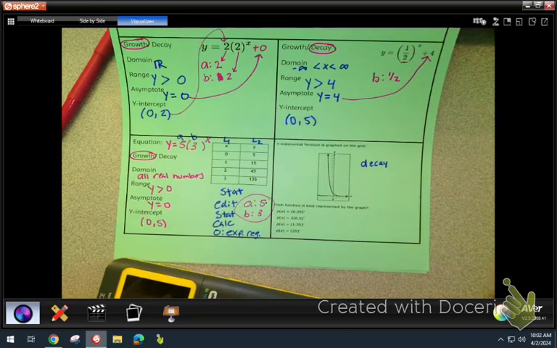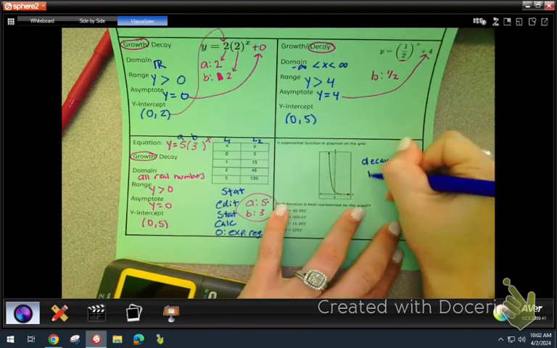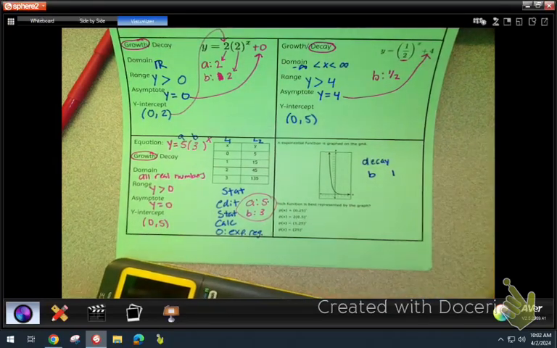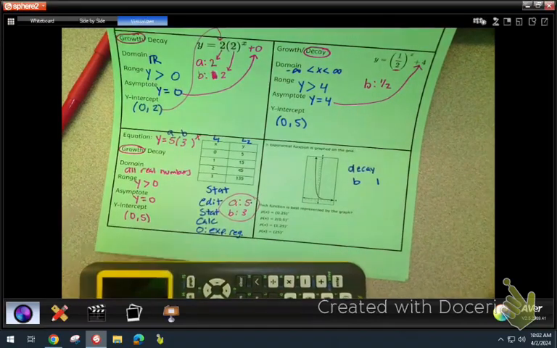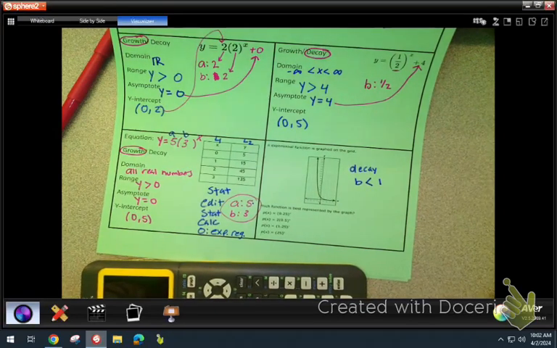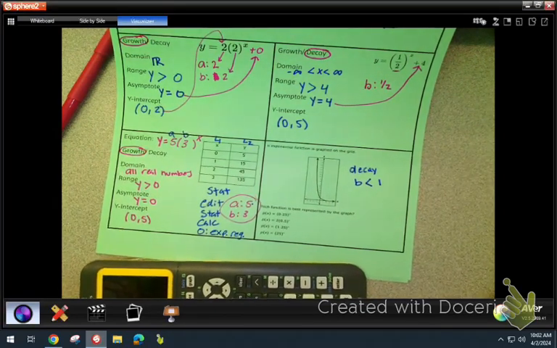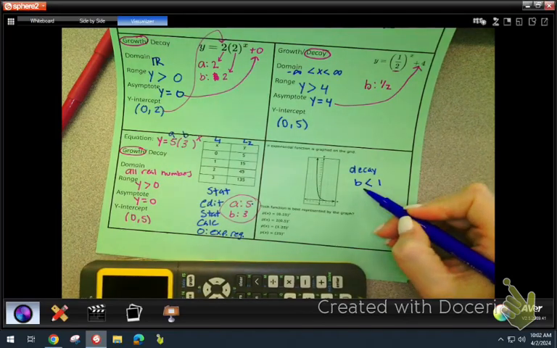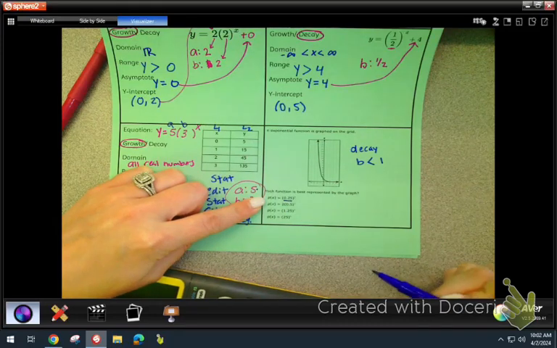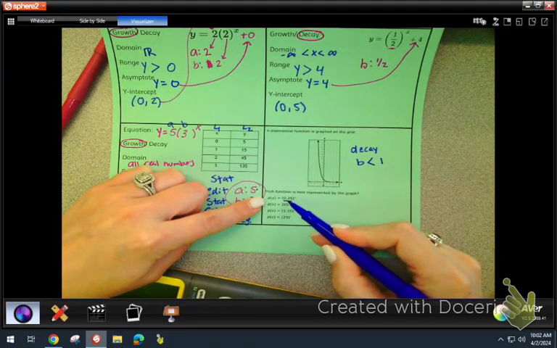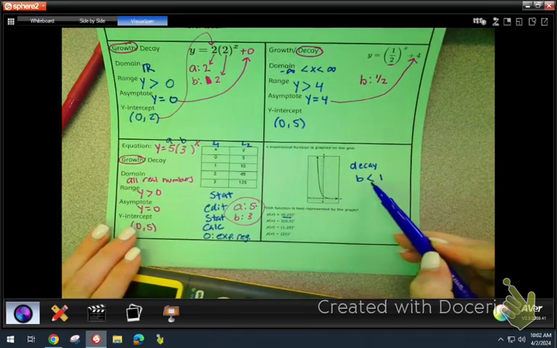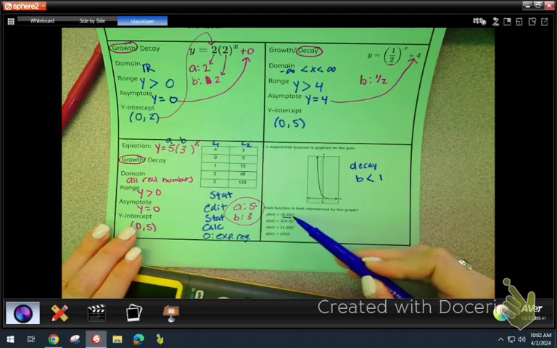If it's decay, does your b value need to be greater than 1 or less than 1? Brandon. If it's decaying, your b value needs to be less than 1. We're talking about 2 different things. You're thinking about range. I'm talking about the base. So let's look at our first answer choice. What is the base on our first answer choice? Your base is attached to the exponent. I just underlined it. 0.25. Is that less than 1?